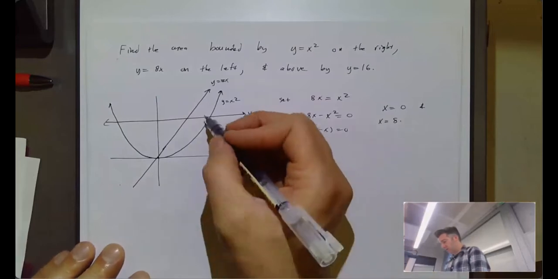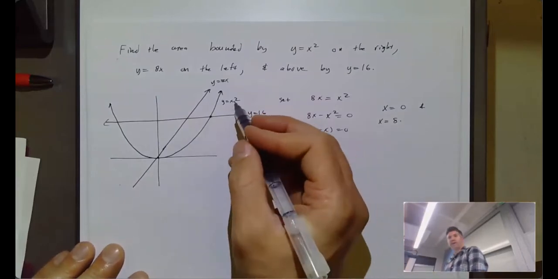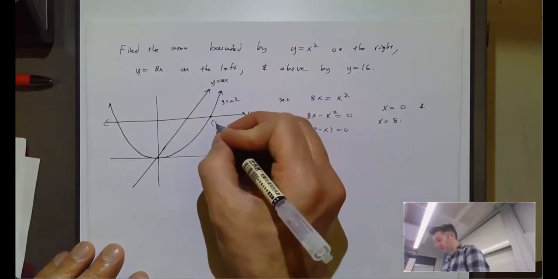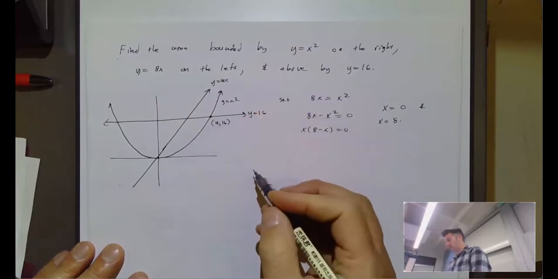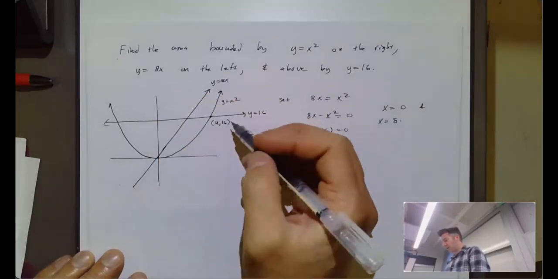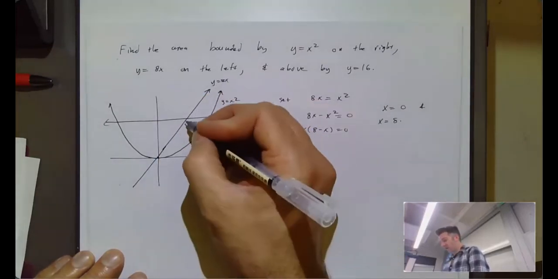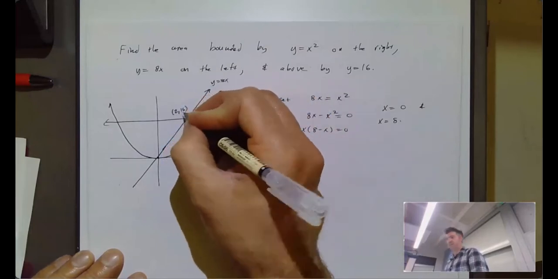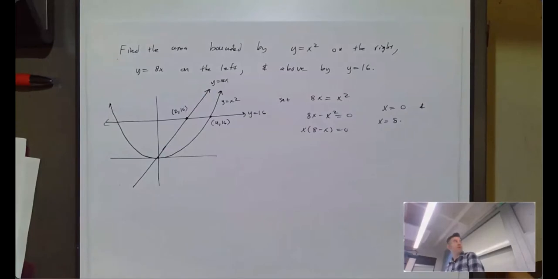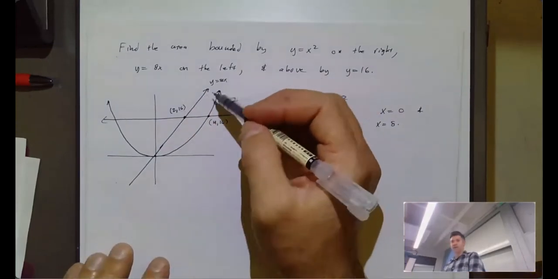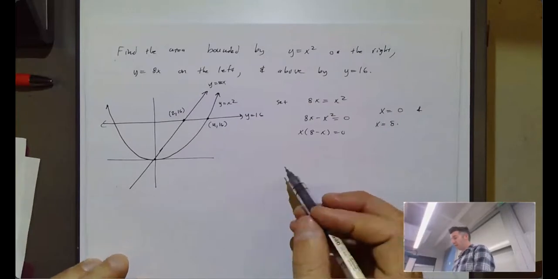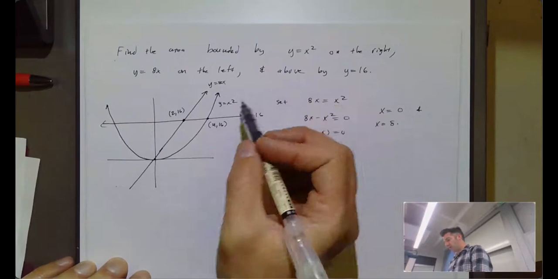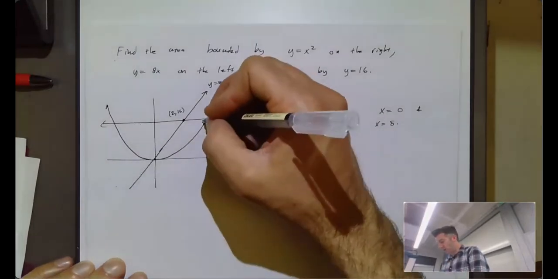In fact, we could totally find this one here, right? If y equals 16 is intersecting y equals x squared, well, then 16 equals x squared, and you're going to get x equals 4. Similarly here, if this is the graph y equals 8x and y equals 16, well, 8x equals 16 is going to give me x equal to 2. So we're not finding where they intersect up here because we were told specifically we're bounded by y equals 8x on the left, y equals x squared on the right, and above by y equals 16. So we're looking at this area here.